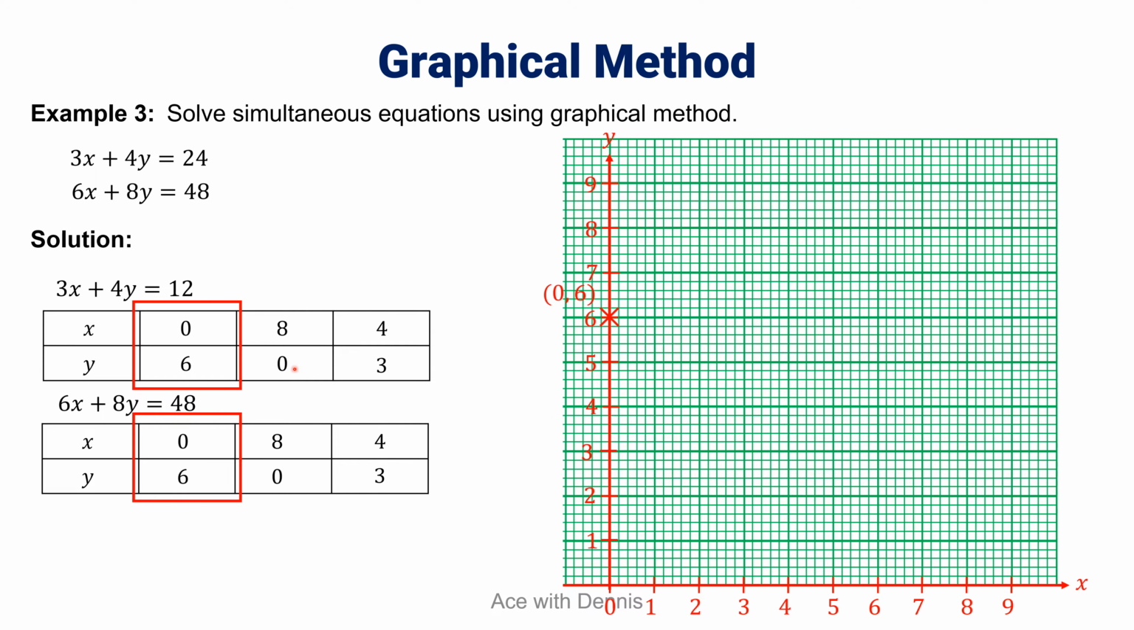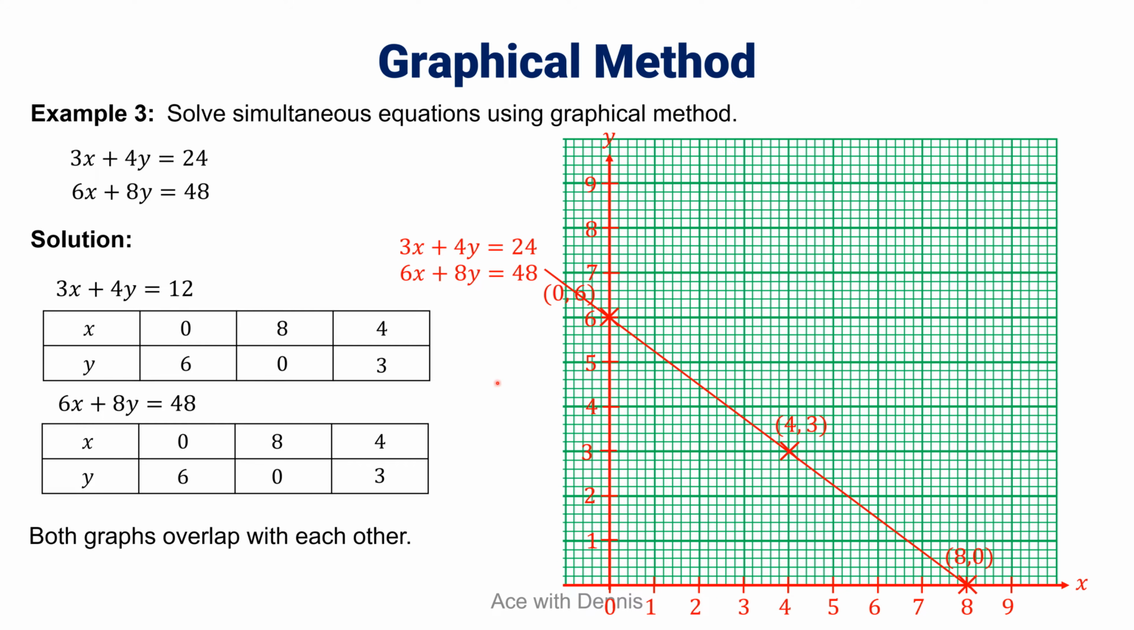Then I can start to plot one by one. Since both tables are identical, it's the same thing. The first point is 0, 6. The second point is 8, 0. The third point is 4, 3. After that, take a ruler and join them together. This straight line represents both equations: the first, 3x plus 4y equals 24, and the second, 6x plus 8y equals 48. Now you can see that both graphs overlap with each other.